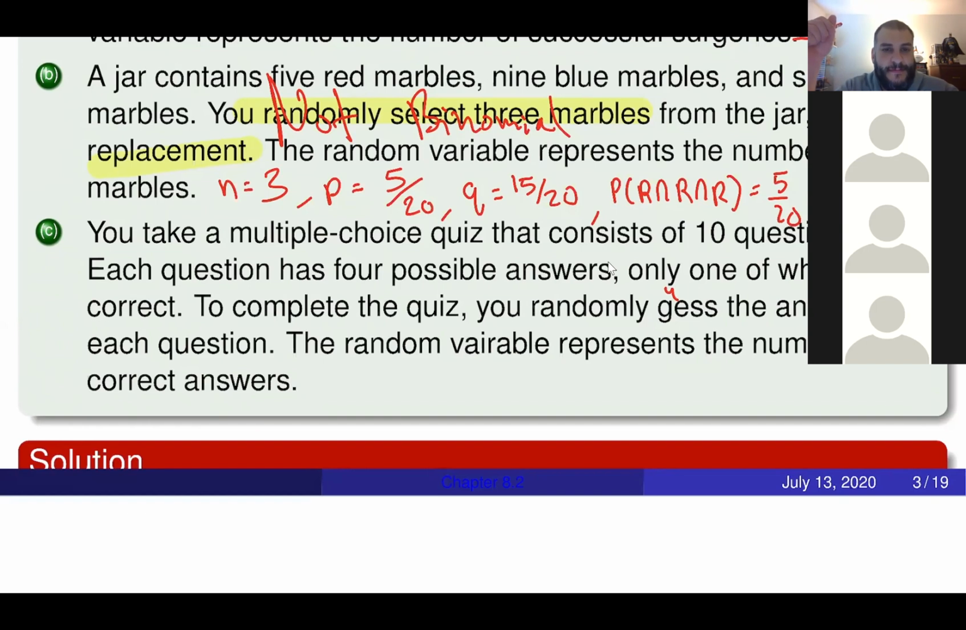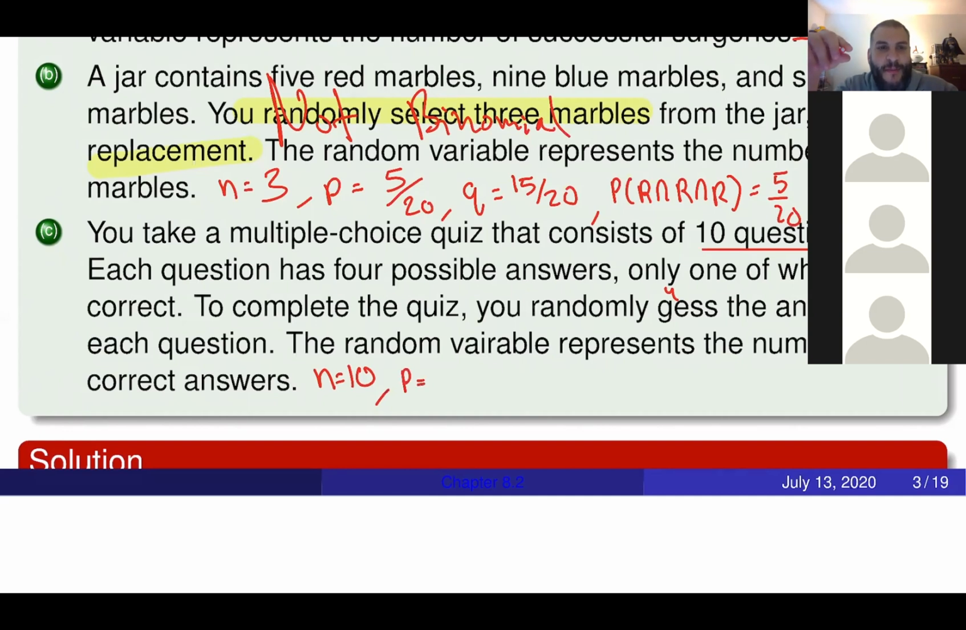How many questions do we have to guess from? Well, if you look here, we have 10 questions. So we say n is equal to 10, because we're guessing on 10 questions. Now let's get the probability that we guess a question correct. Right now we're looking at a singular question. If we just guess on that question, what's the probability we actually guess correct? So right now we're going to find the probability of success.